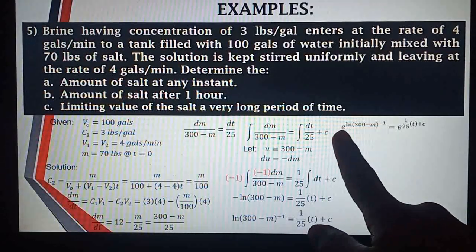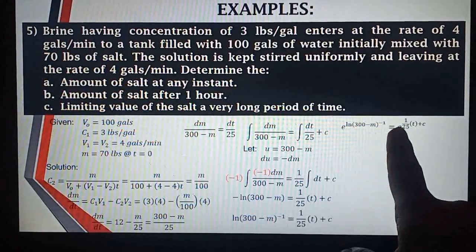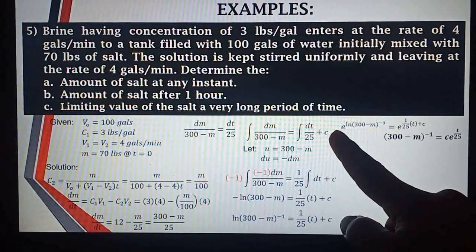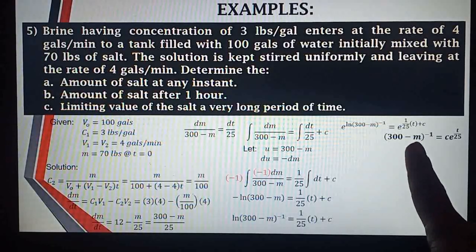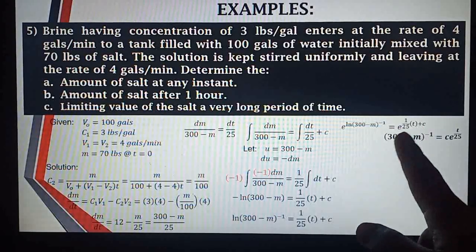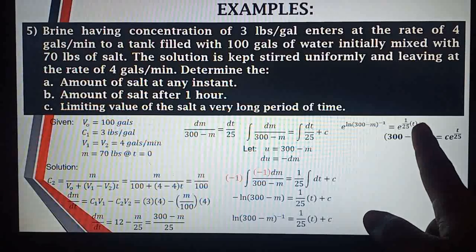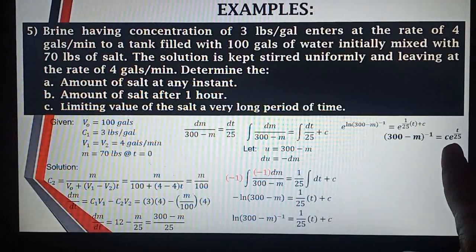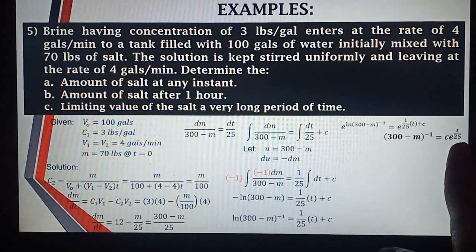So, you will have e raised to ln of the 300 minus m raised to negative 1 equated to e raised to 1 over 25 multiplied by t plus c. So, e raised to ln will be cancelled out. So, what remains is 300 minus m raised to negative 1. So, this term becomes e raised to t over 25 multiplied to e raised to c, wherein e raised to c can be simplified as c. So it becomes c e raised to t over 25. Now, this is our general solution.